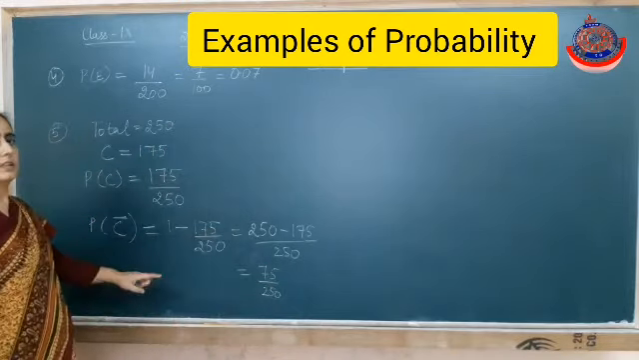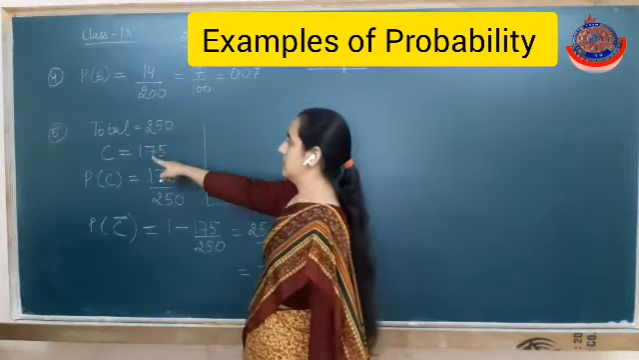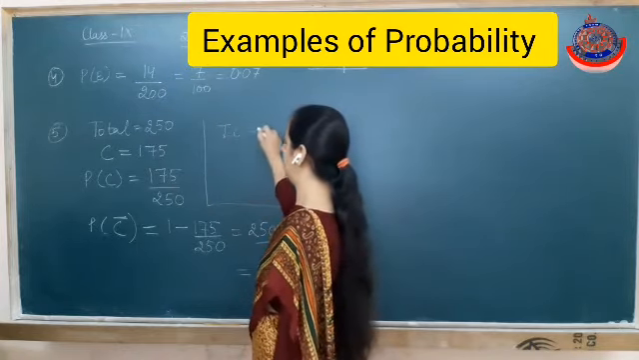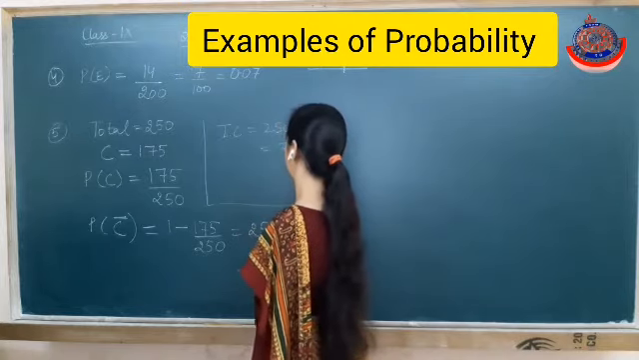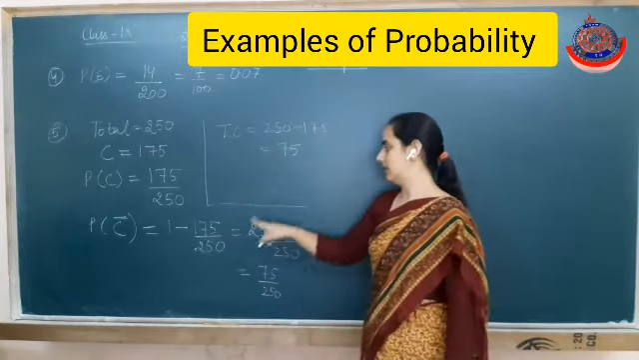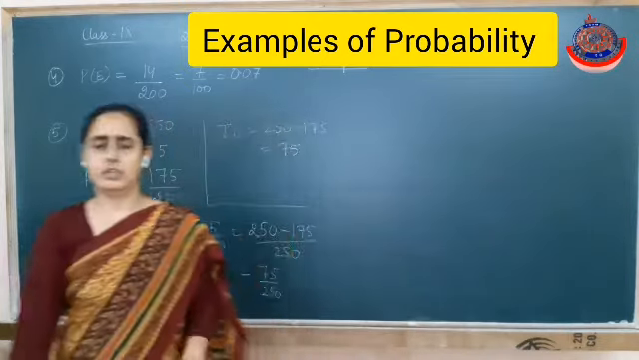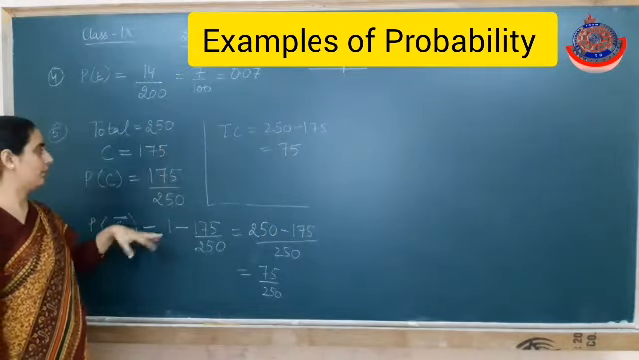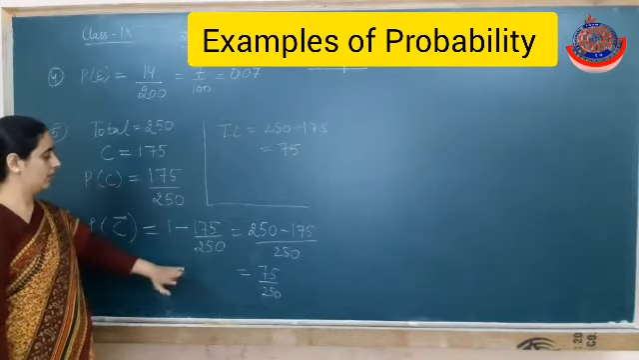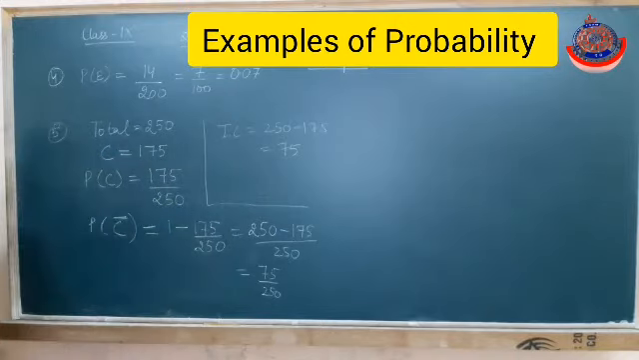And this can be done by another method. Total are 250 cases, and this many are correct, so incorrect will be 250 minus 175, that is 75. So the probability will be 75 upon 250. This can be done in both ways. When we know the probability of a correct value, the probability of not correct will be 1 minus the probability of correct. So this was one method and this is another method. Let us move to the next example.